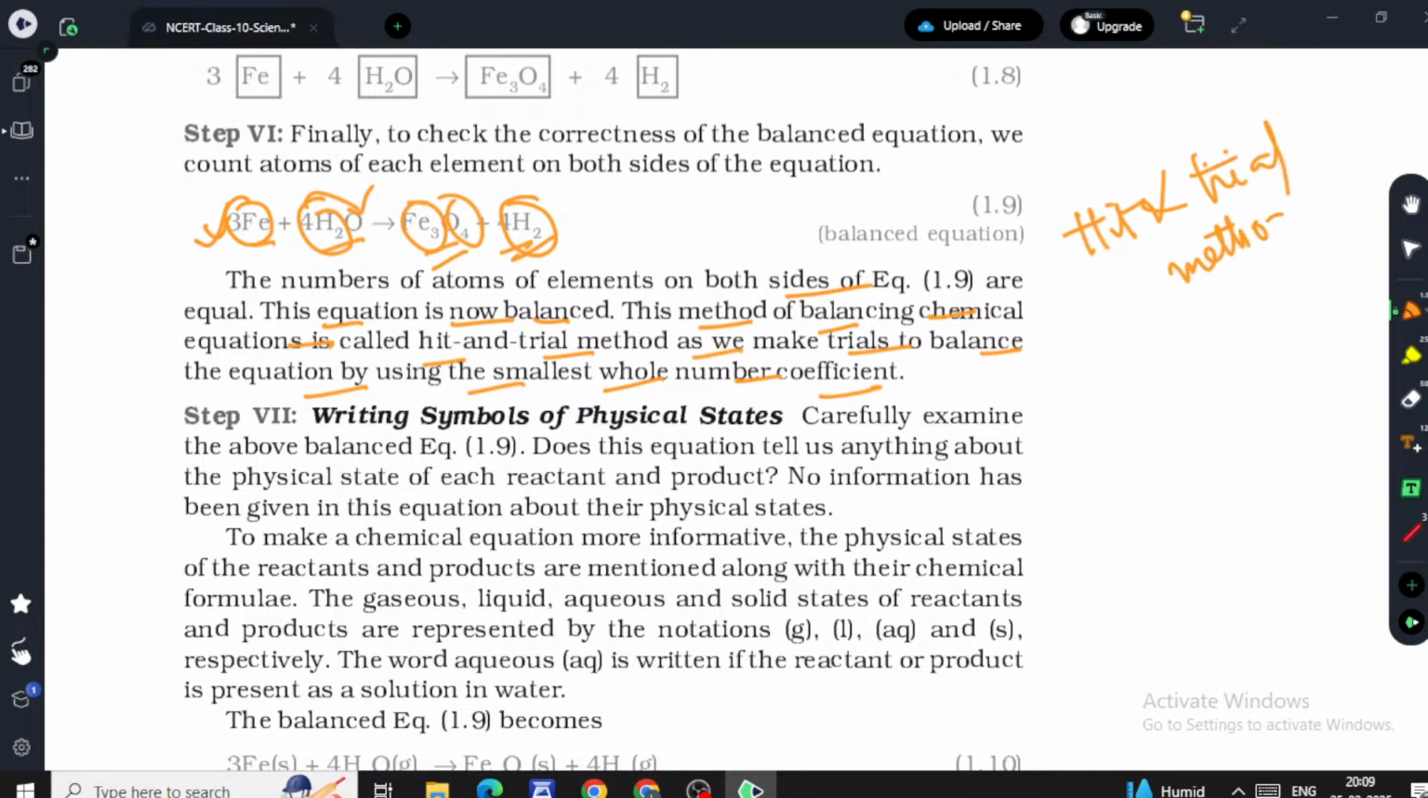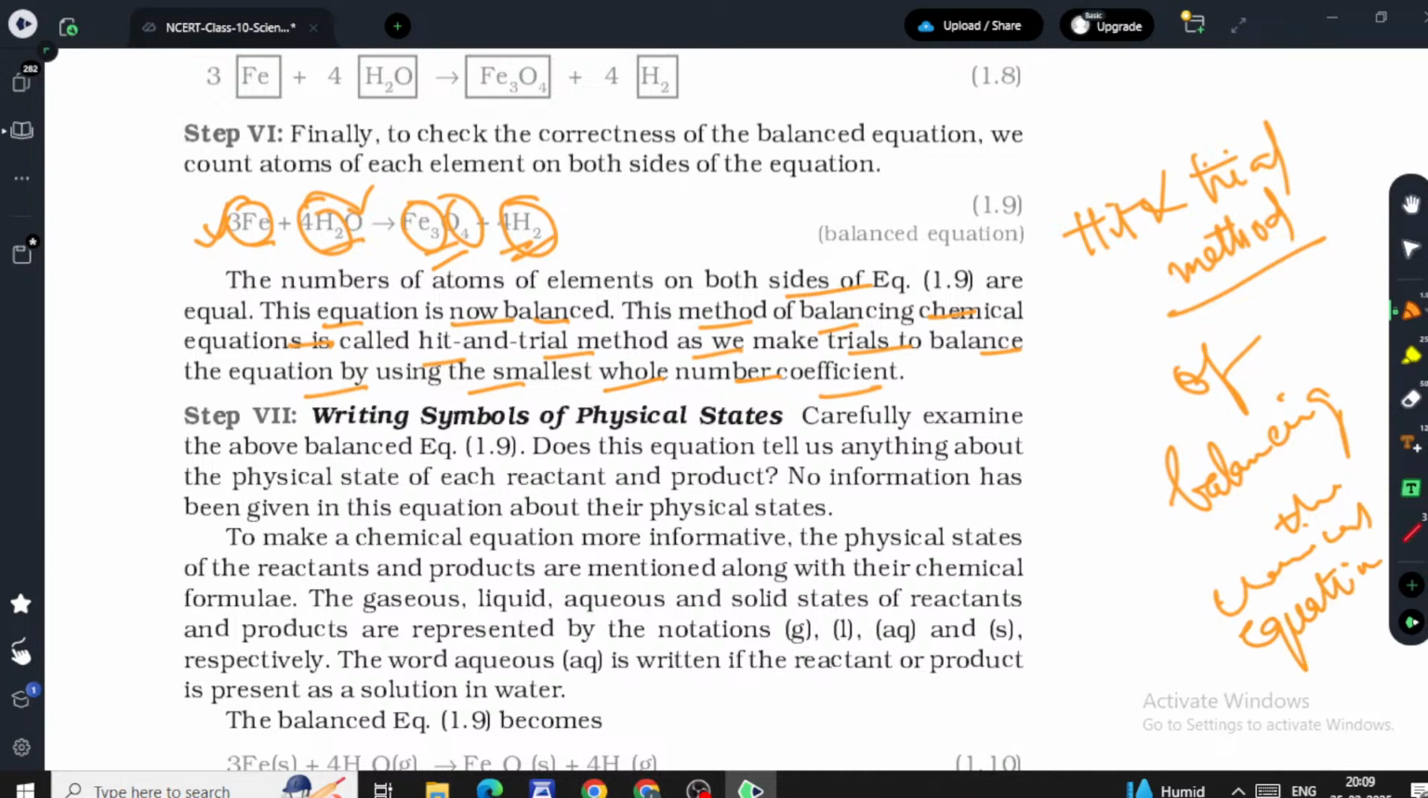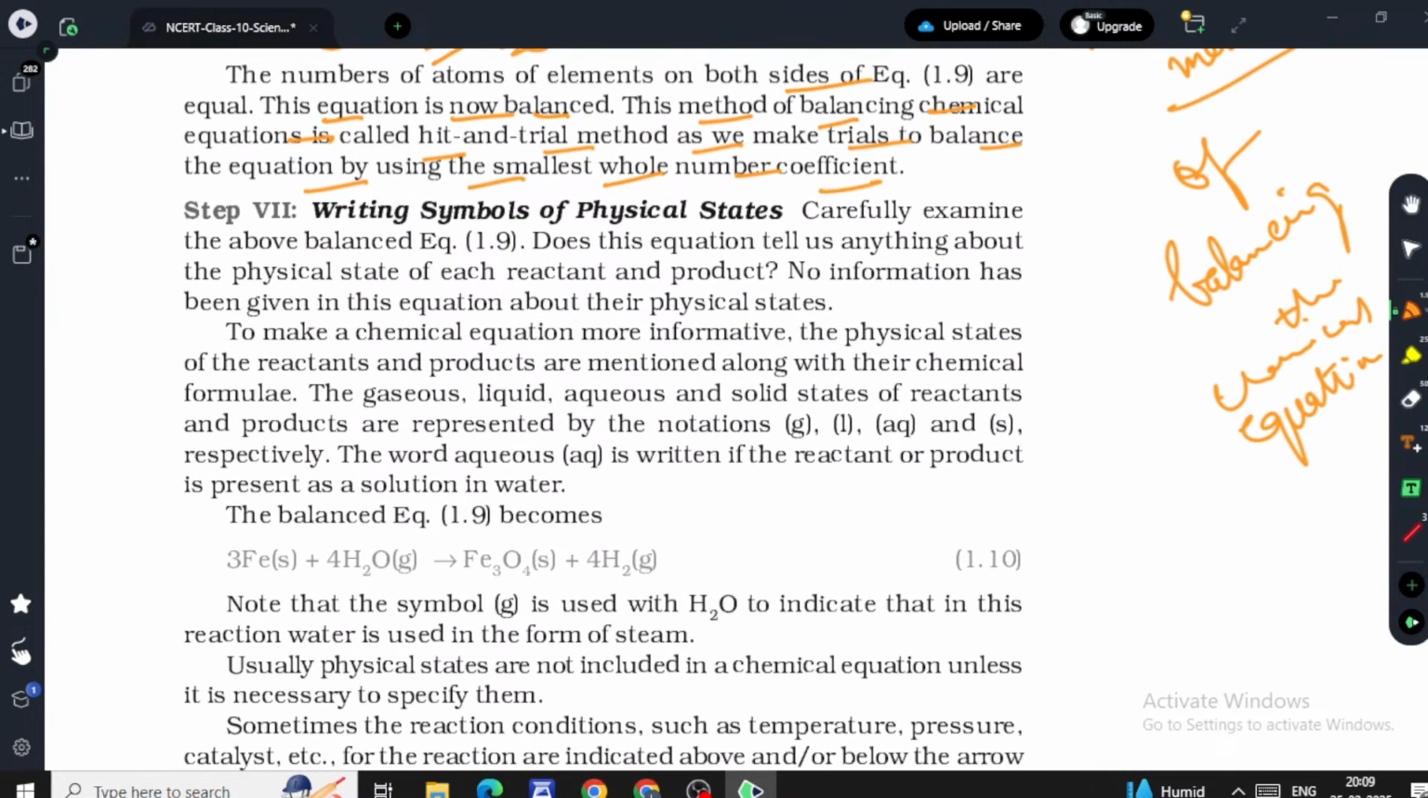This is the hit and trial method of balancing a chemical equation. Now, step 7: writing symbols of physical states.